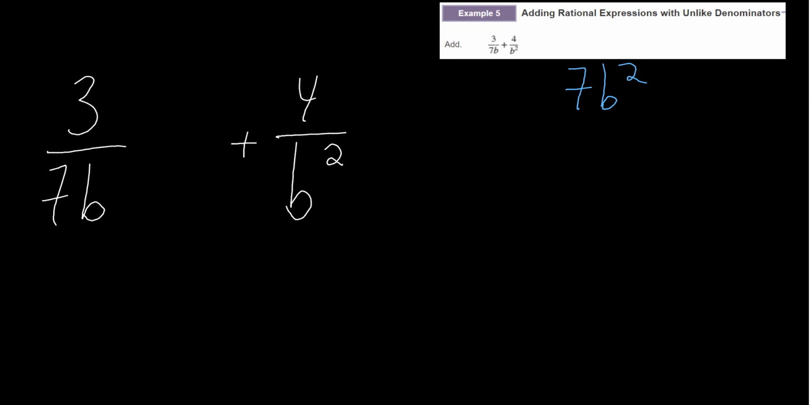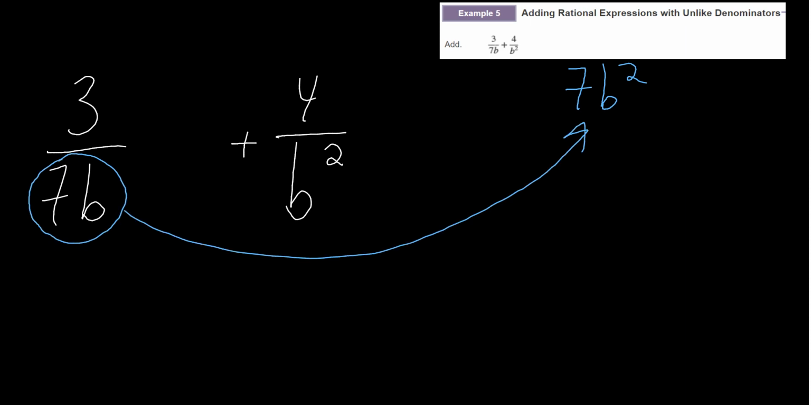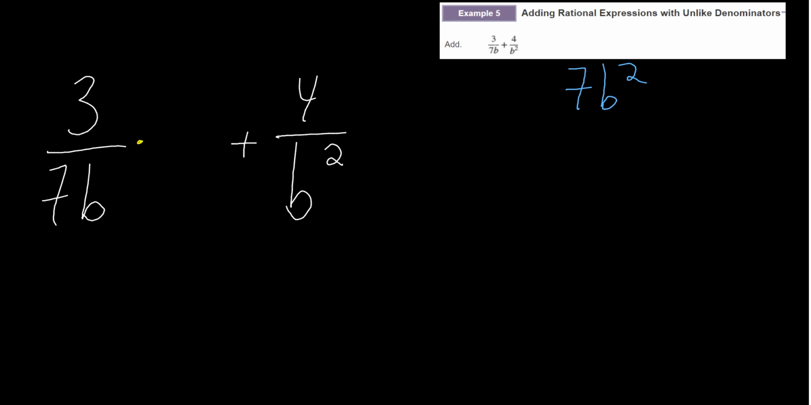So what I need to do is multiply by something to get to 7b squared. How do I turn 7b into 7b squared? Well, it's already got the 7, and it already has 1 b. So I must multiply it just by b. Multiply the denominator by b. But if I multiply the denominator by something, I must also multiply the numerator by that same something, because I can't change the value of that fraction.